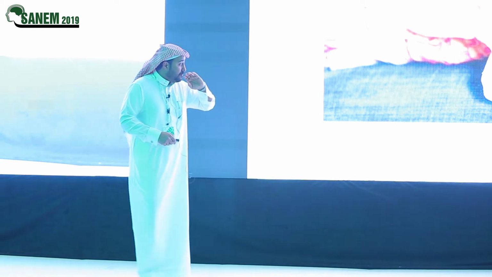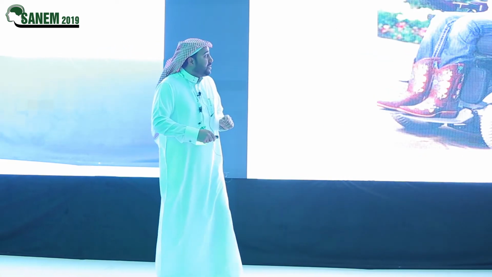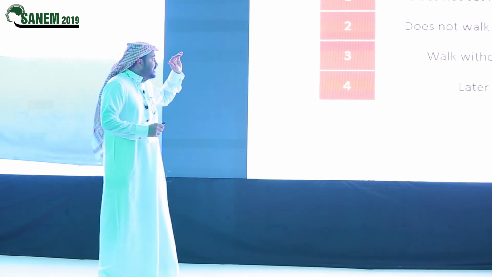So this is SMA. And this is SMA. And this is SMA. What's the difference between those SMAs? How many types of SMA do we have? The main types are three: type 1, type 2, type 3. These are the main ones.